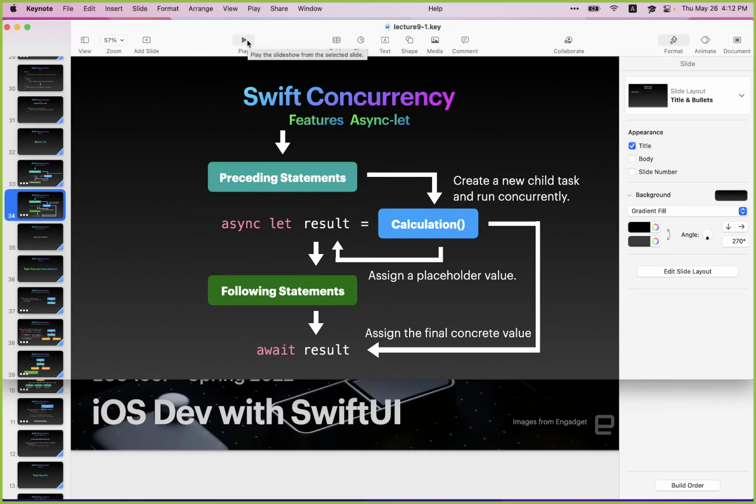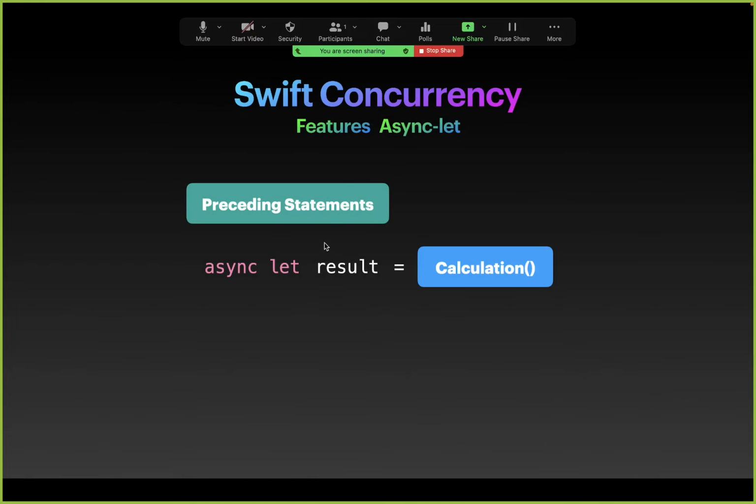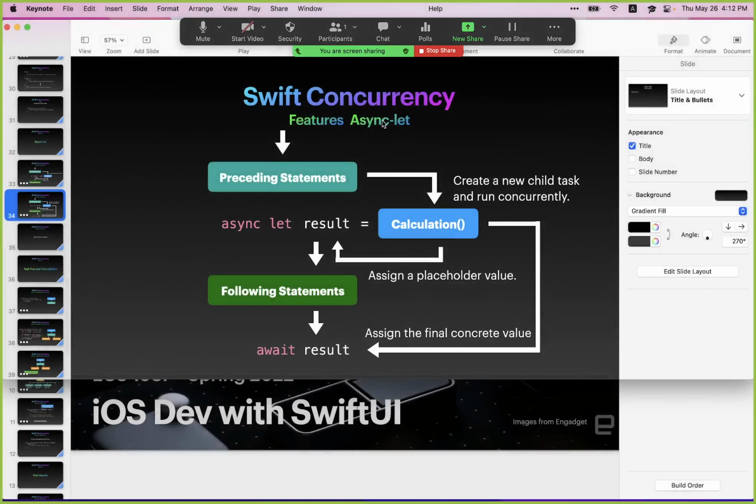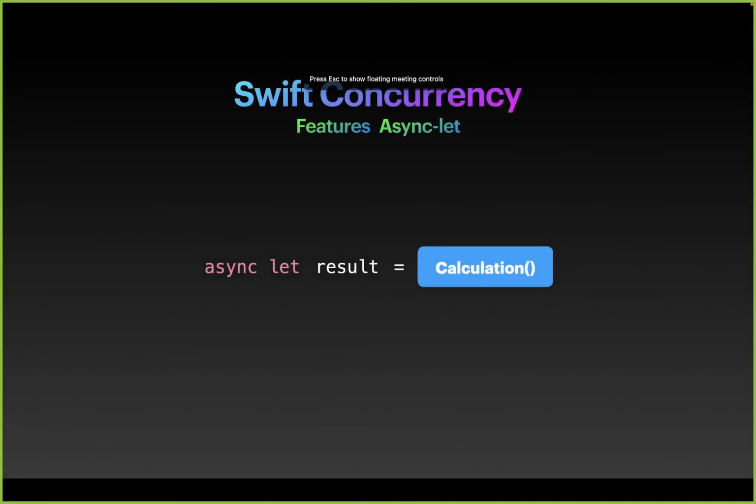Here we go. Okay, so last time we stopped at this thing called async let. It's a feature provided by the Swift concurrency system. All right, is that better? All right, so just a recap of what we have talked about before.